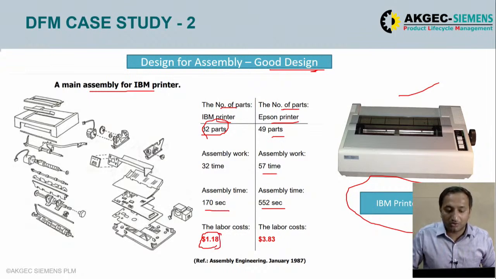So labor cost essentially will decrease. Here you can also see, if you are able to decrease the assembly time, if you are using the proper DFM principle, you are able to decrease that assembly time. Then the labor cost, essentially production cost, also decreases.